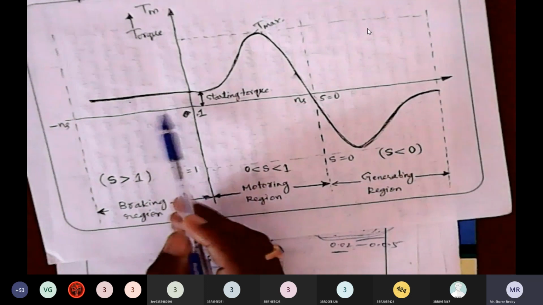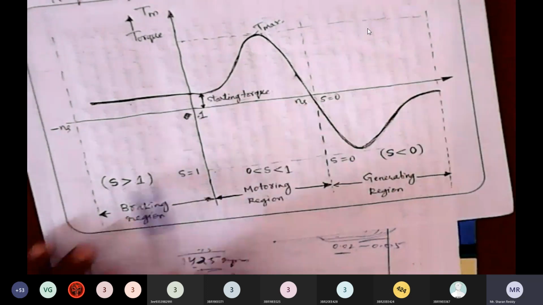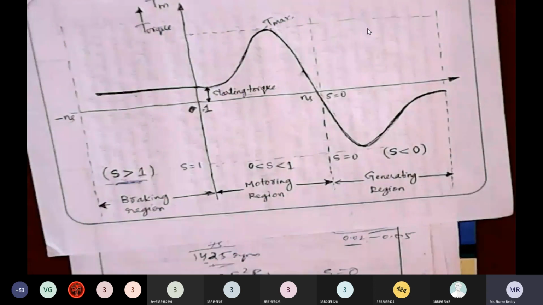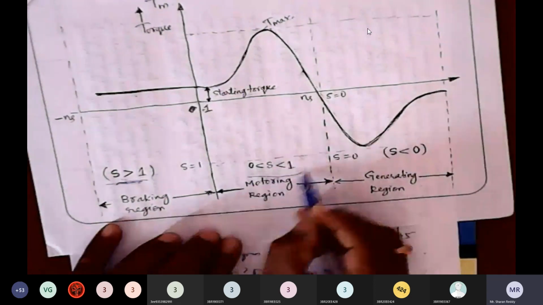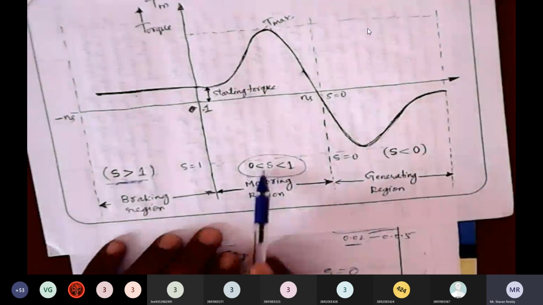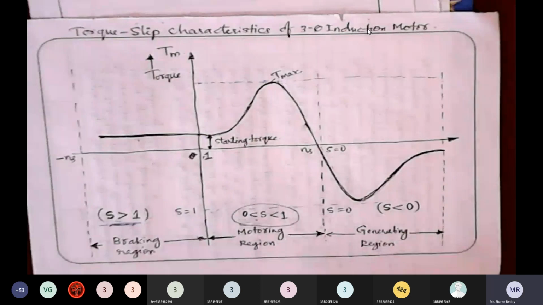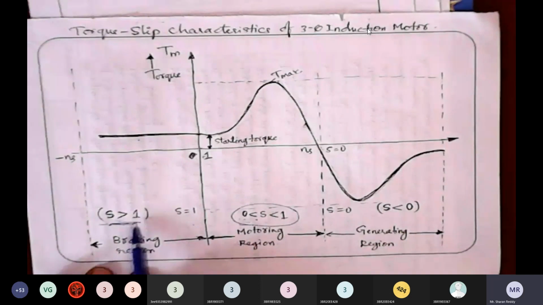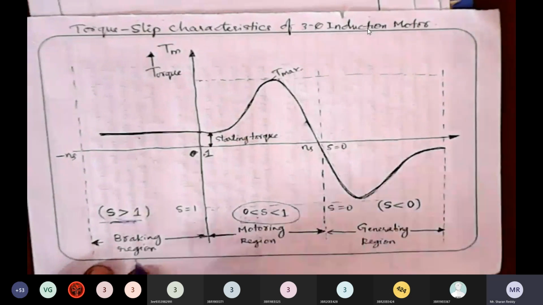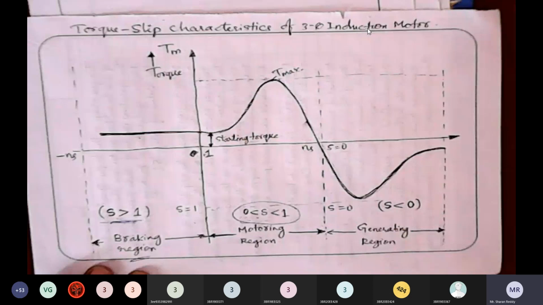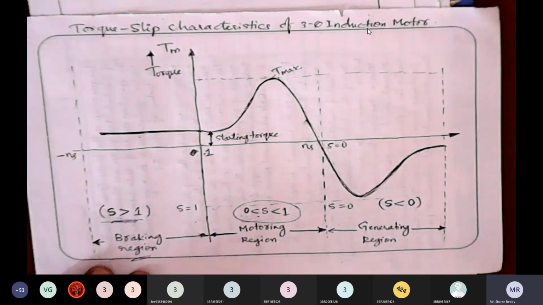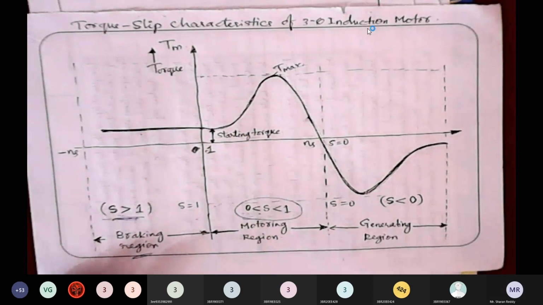This region is when slip is greater than 1. All these three operations depend on the slip value only. For slip between 0 and 1, it acts as an induction motor. If you increase the slip value greater than 1, it acts in the braking region, and just now I explained how: interchange any two terminals, the rotating magnetic field changes its direction opposite to the normal direction of the rotor. That means we are applying the brake.